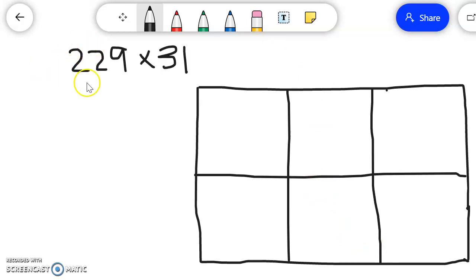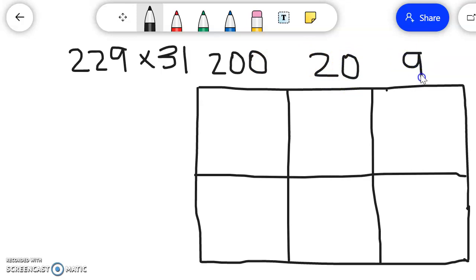Now I'm going to break or decompose. Decompose, when you decompose numbers, is when you break them apart based off of place value. So when I decompose 229, I have 200 in the hundreds place. I have 20 in the tens place, and I have 9 in the ones place. So that's how I decompose 229 based off of place value. Now I'm going to decompose 31 based off of place value. So there's 30 in the tens, and there's 1 in the ones place.